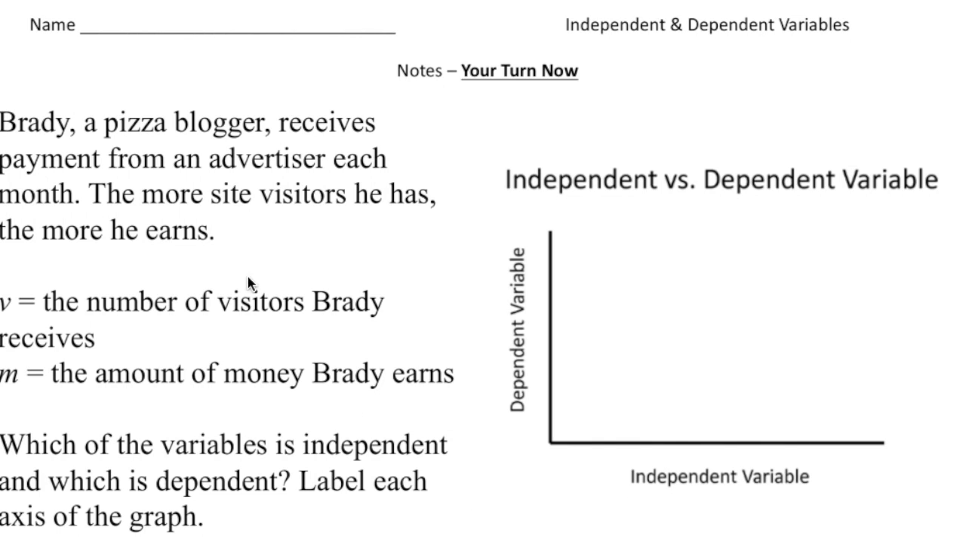All right. Now, for this one, think about this for a second. Right? Brady wants lots of hits on his website, right? Because the more hits he gets, the more money he makes. All right. So in this case, the independent variable is going to be the number of visitors. So this is going to be the V value, and the amount of money is going to be dependent on how many visitors, right? So this is going to be the M value. So the V value is going to be the number of visitors, and the M value is going to be the amount of money. All right. So the number of visitors was the independent variable, and the amount of money is dependent on the number of visitors.